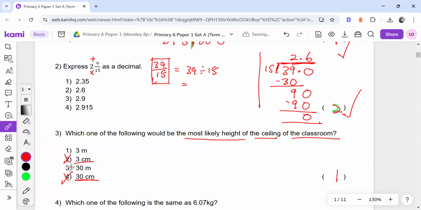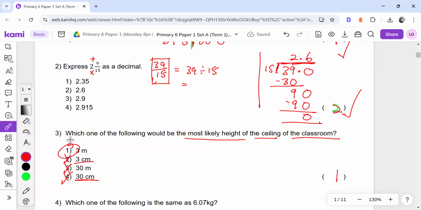Do you think your ceiling is 30 meter? Do you know what is 30 meter? 30 meter is about the length of a swimming pool. 50 meter, 40 meter, 30 meter. Your ceiling is not so long. So out already. So it has to be 3 meter, which is the height of the ceiling.